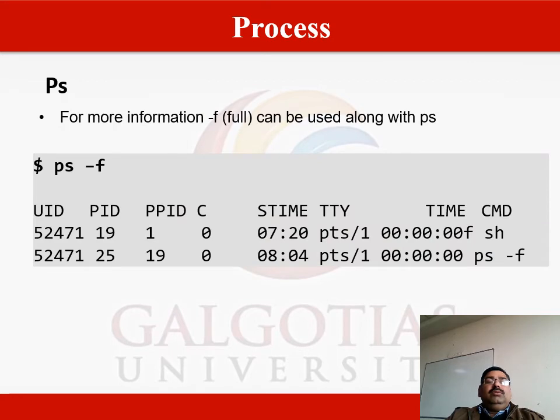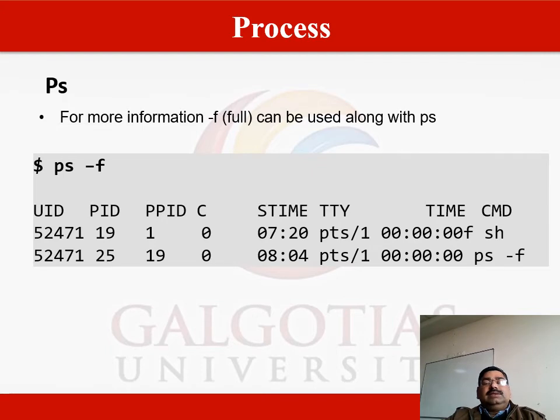Now if we want to know more description of those particular commands or users, then you can view it with the command ps -f. This -f is an option. There may be different options for different commands. So you can view, for the same user, the user ID 52471, and again 52471. For the same user, we can view these two different processes. One command is sh, the second command is ps -f, which I have recently used here.